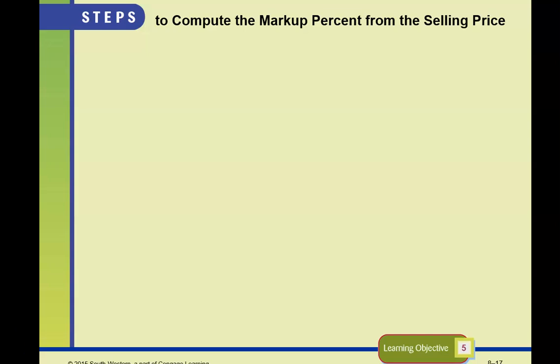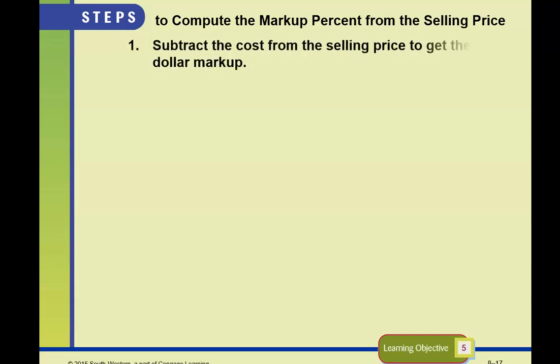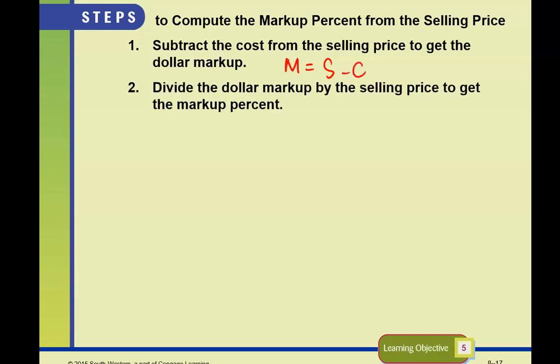Now we're going to look at steps to compute the markup percent from the selling price. The first step is to subtract the cost from the selling price to get the dollar markup. So this is really easy. M equals S minus C. The second step is to divide the dollar markup by the selling price. So M over S will give me the markup percent.